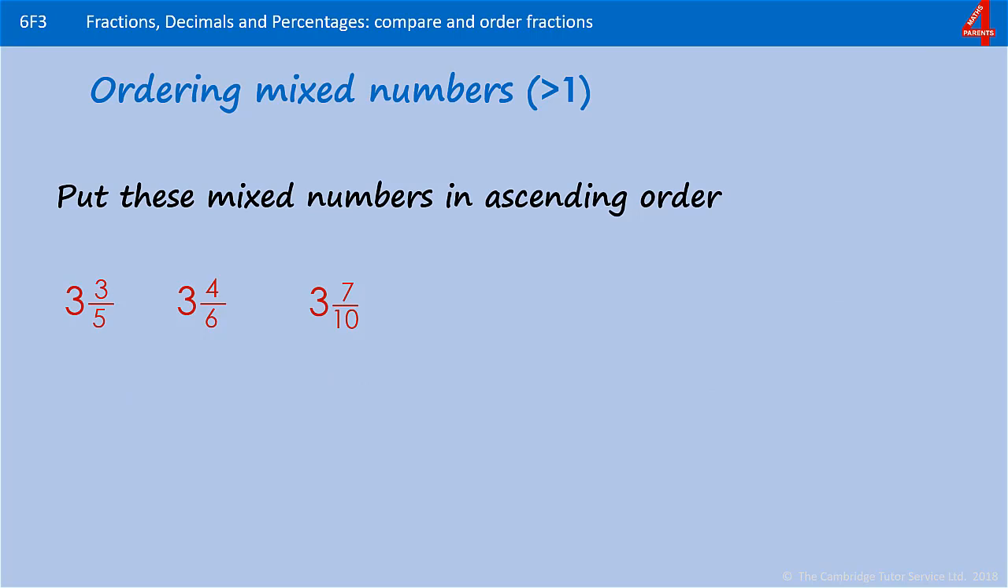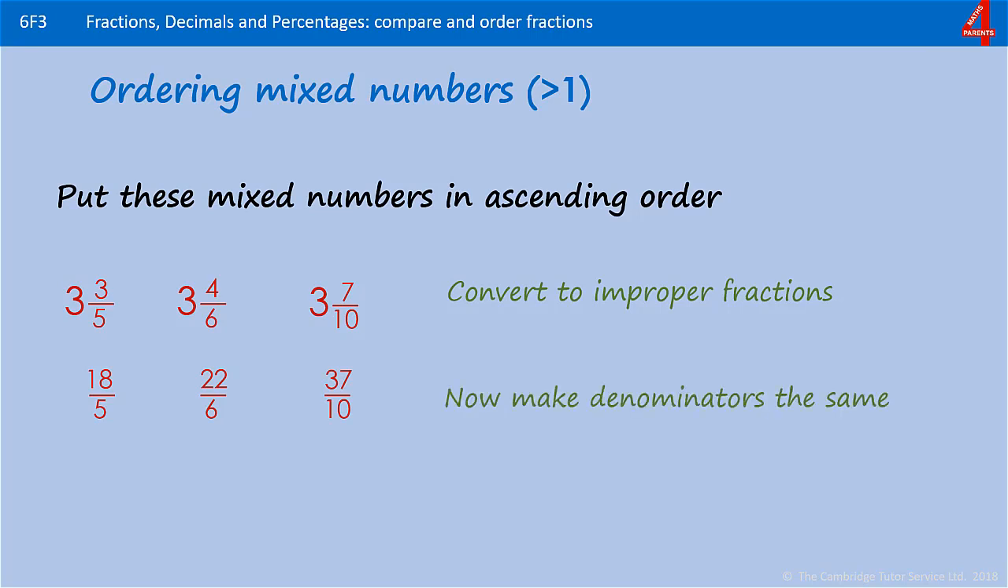We're going to do the same thing, put mixed numbers in ascending order, but this time I've chosen whole numbers that are more than 1, just so you can see it works exactly the same. As before, we convert to improper fractions. Remember the denominators stay the same. For the first one, 3 3/5, we say 3 times 5, that's 15. Add 3 is 18. So that's 18 fifths. For the second one, 3 times 6 is 18, add 4 is 22. And for the last one, 3 times 10 is 30, add 7, that's 37.